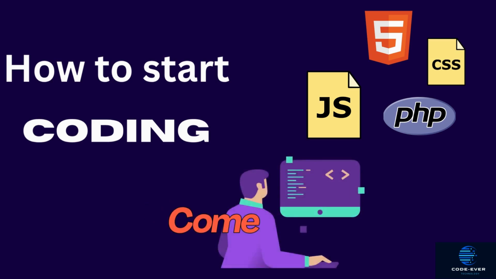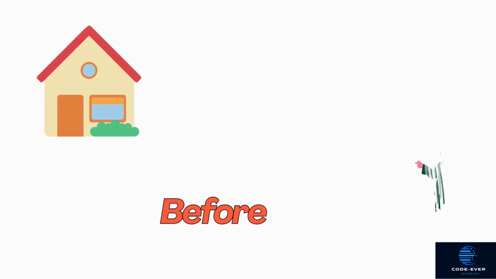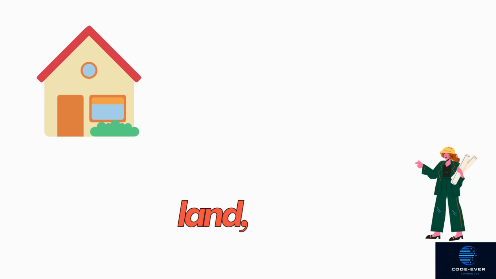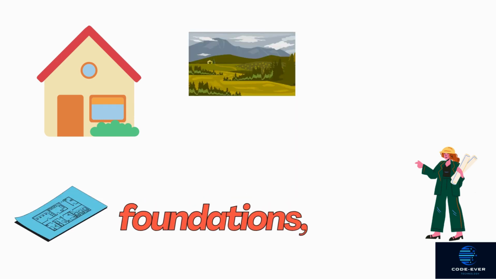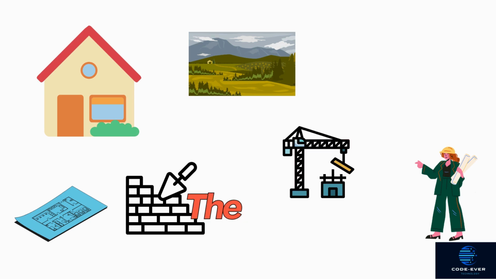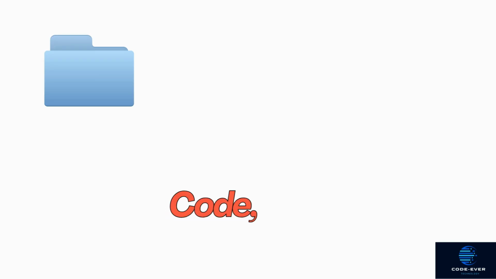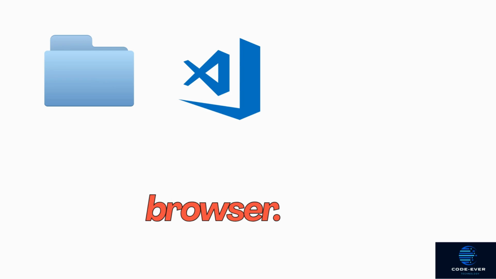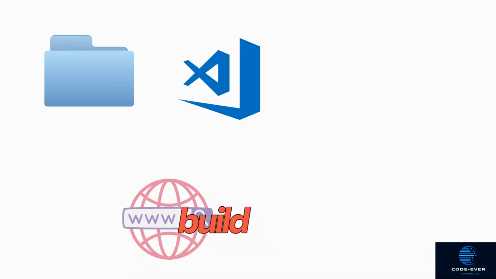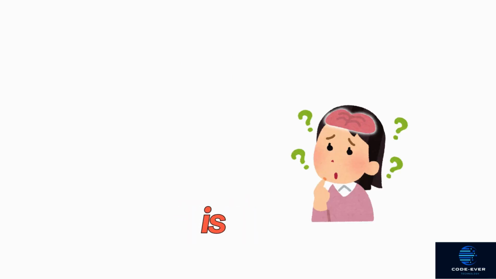All right? Come to think of it, imagine you want to build a house. Before laying blocks, you need land, building plans, foundations, and materials. The same thing applies to websites. Before coding, we need a project folder, VS Code, and a web browser. Without all this, you cannot build a website comfortably. After you organize all this, the second step is: what is a website?